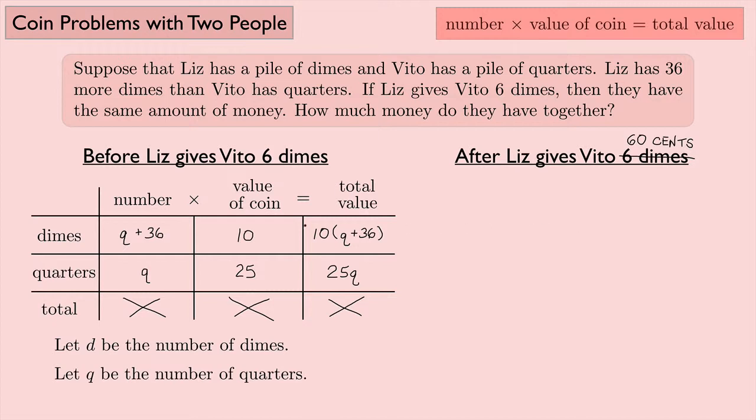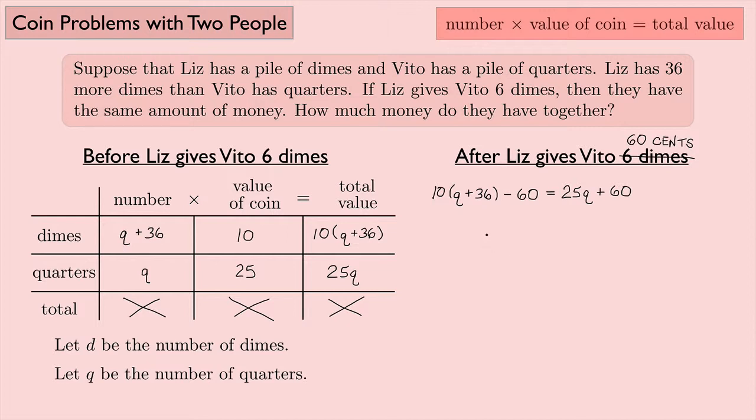This 10 times (Q plus 36) was the value of the dimes that Liz had. But remember that she's giving away 60 cents, so we have to subtract 60 from that. And after she does that, she has an amount of money equal to the amount of money that Vito now has. Vito had 25Q, but now he has gained 60 cents because Liz gave him 60 cents.